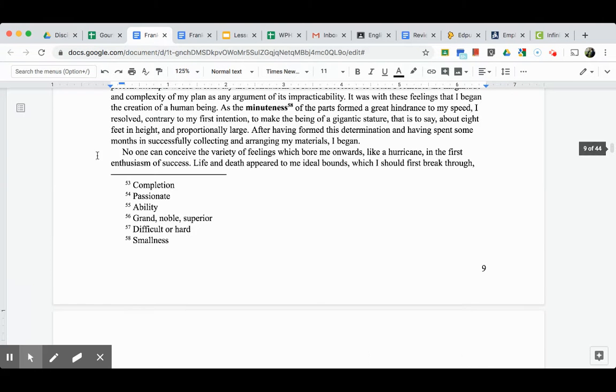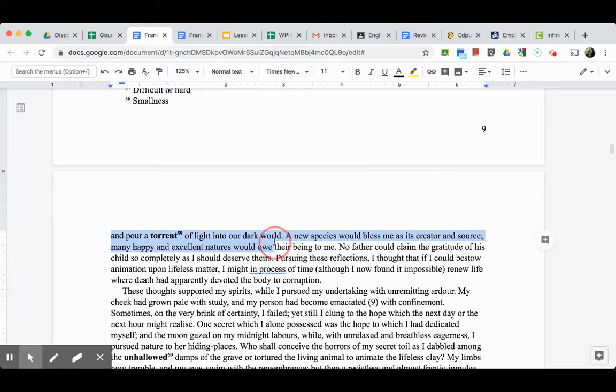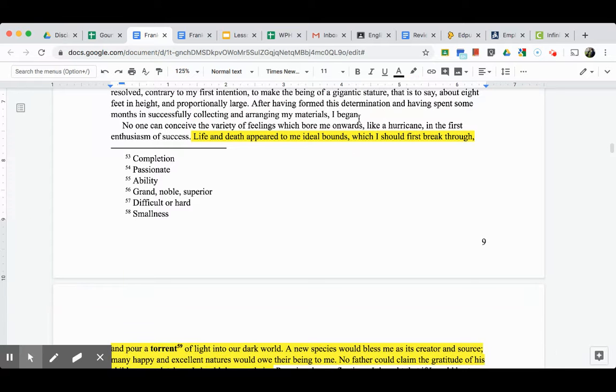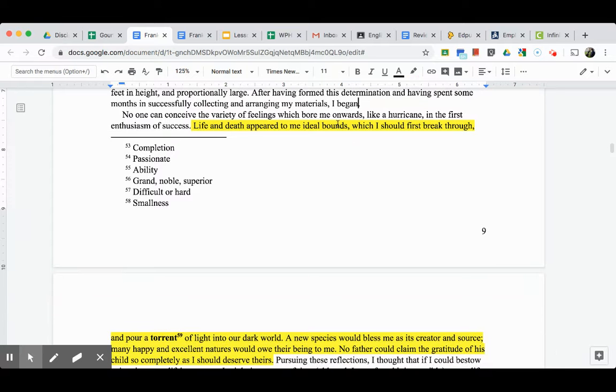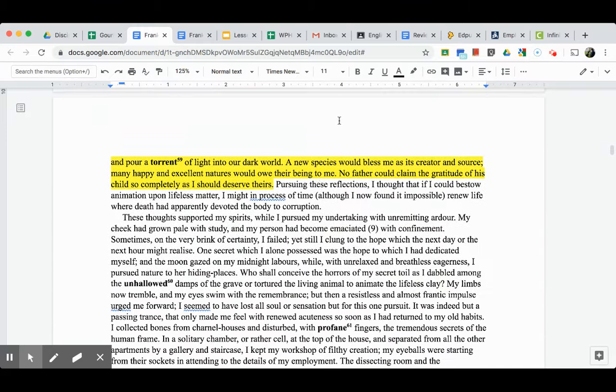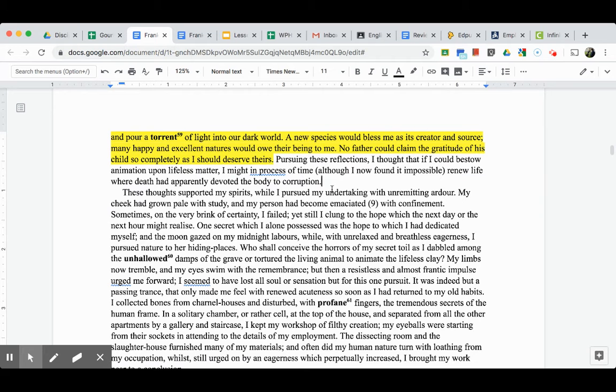So here, another one of these really famous lines where he is just all out mad scientist. "Life and death appeared to me ideal bounds which I could break through," right? This is him talking like Prometheus or like Icarus, saying, I can be like the gods. I can take what used to be bounds and now break them. And he thinks even possibly there might be a chance that he could renew life where death had corrupted the body, meaning maybe if he figured this out, he could actually raise the dead to life. People, maybe like his mother who had died, he could bring back to life.